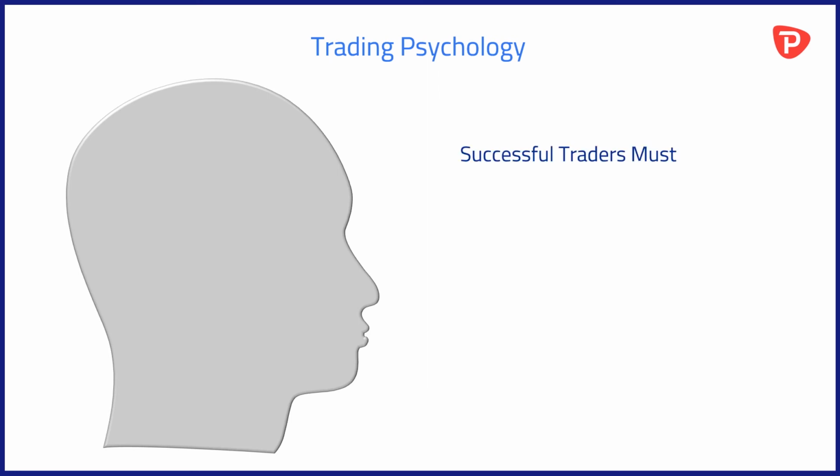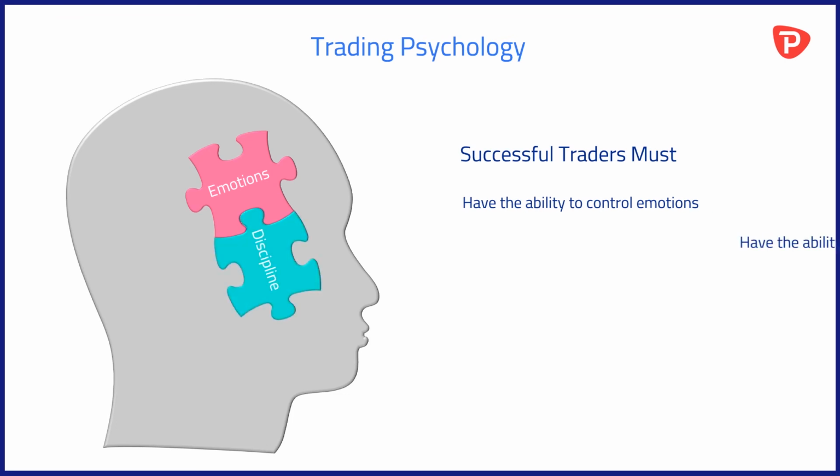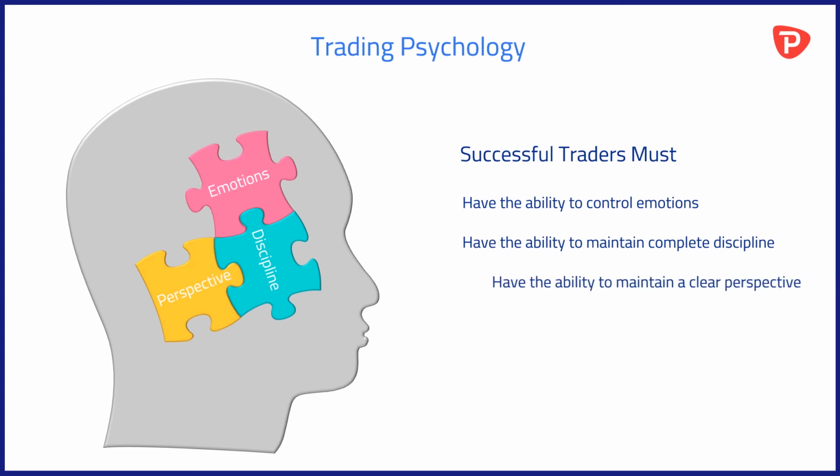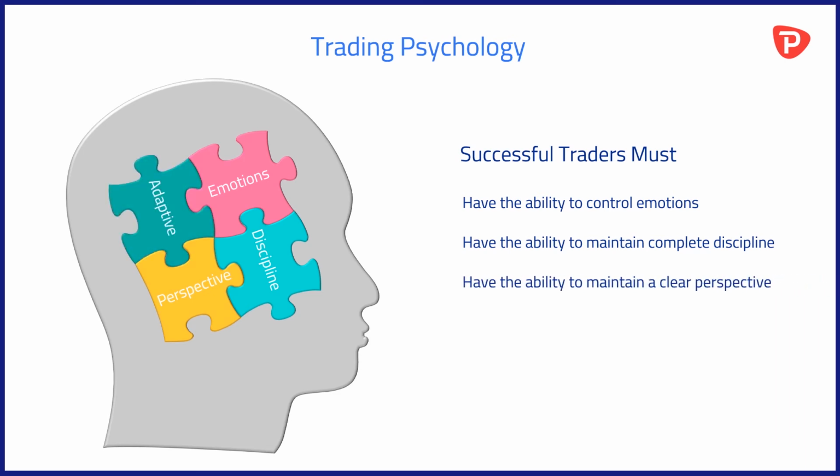Emotions. A trader must be able to control their emotions while executing their trade plans. Discipline. A trader must maintain complete discipline throughout the trading process. Perspective. A trader must maintain a clear perspective when placing trades. And adaptive. Traders must be able to adapt to the changing markets and adjust their market vision accordingly.